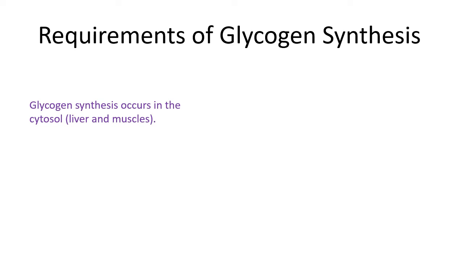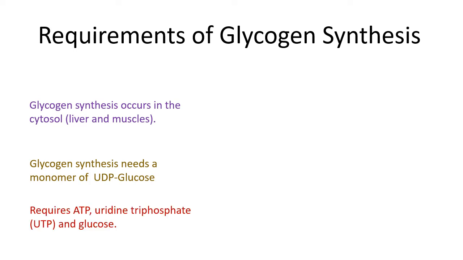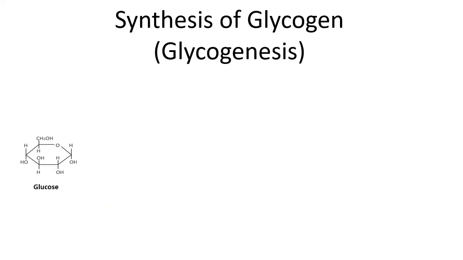Glycogen synthesis takes place in the cytosol, and as a metabolic pathway, glycogen synthesis needs a monomer of UDP-glucose. It can't use glucose as it has to be covalently linked to uridine diphosphate. Glycogen synthesis also requires ATP for glucose phosphorylation. So the requirements for glycogen synthesis are ATP, uridine triphosphate (UTP), and the basic substrate for the whole process, glucose. Now let us talk about synthesis of glycogen step by step.